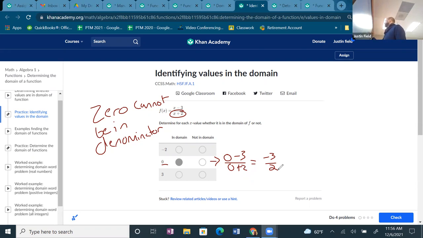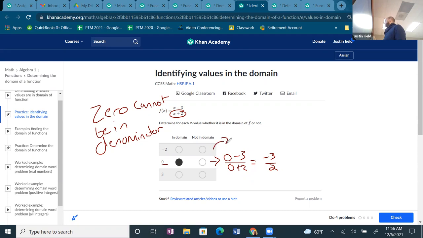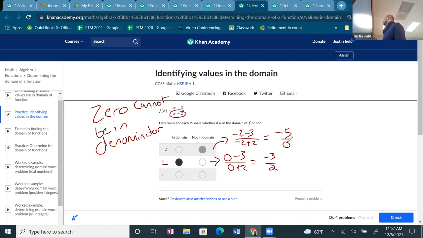But now let's substitute -2. -2 minus 3 over -2 plus 2. -2 plus 2 is 0. Bad news bears. 0 is in the denominator. And that's just not going to work. Sorry, -2. You didn't make it.